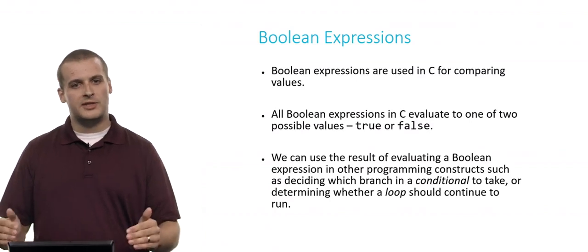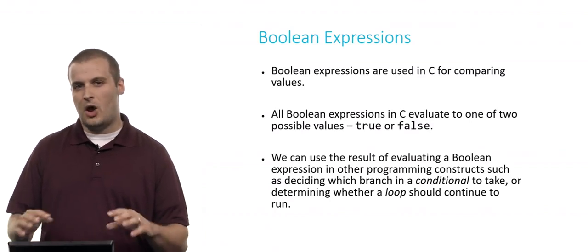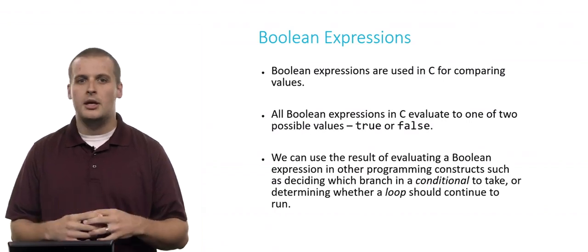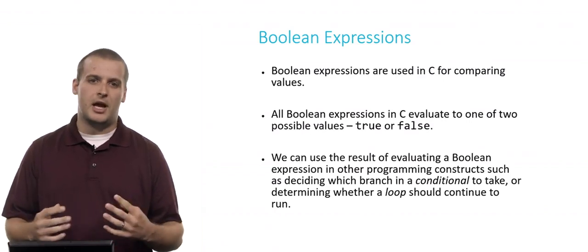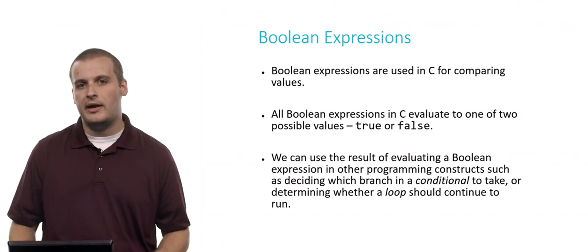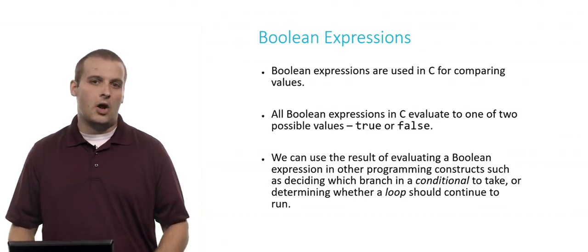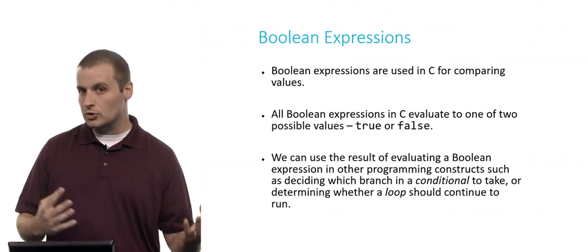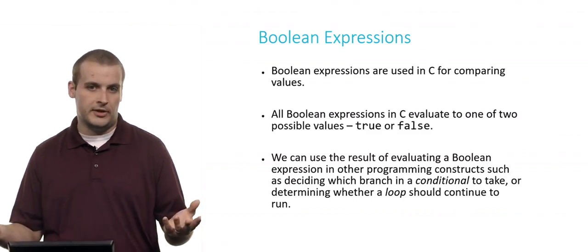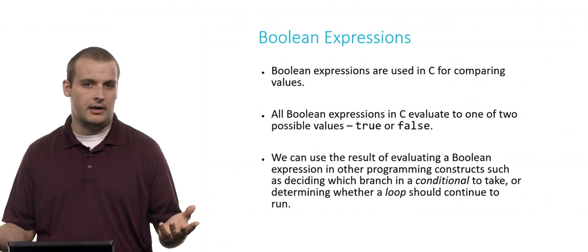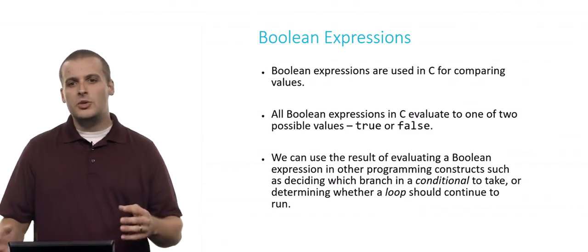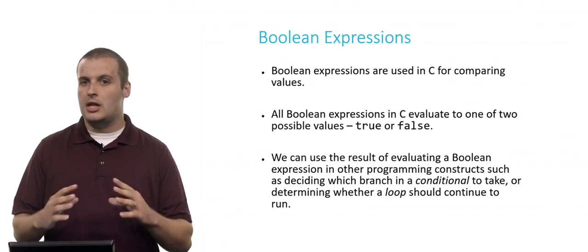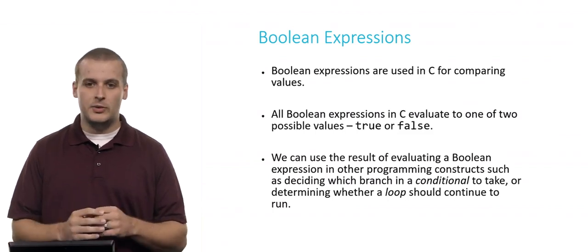So let's switch gears for a second and talk about Boolean expressions, which also fall into the overall category of operators. But Boolean expressions, unlike arithmetic operators, are used for comparing values. All Boolean expressions in C evaluate to one of two possible values, recall, true or false. That's the only two values a Boolean variable can take on. We can use the result of a Boolean expression in a lot of ways in programming. In fact, you'll be doing this quite a lot.